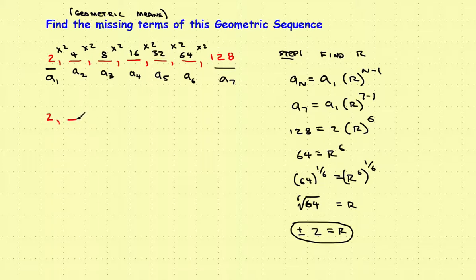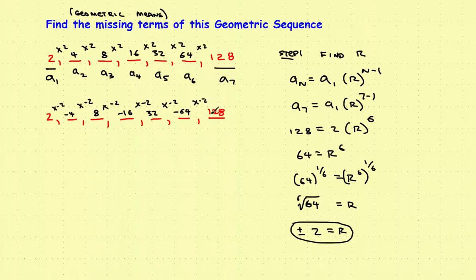So let's reset things here again. Here's 2. Here's 1, 2, 3, 4, 5, and here's the last term, 128. But this time, let's try the negative 2. So if you multiplied it times a negative 2, it would give you a negative 4. Times a negative 2 would give you a positive 8. Times a negative 2 would give you a negative 16. Times a negative 2 would give you a positive 32. Times a negative 2 would give you a negative 64. And then finally, times a negative 2 would give you this.